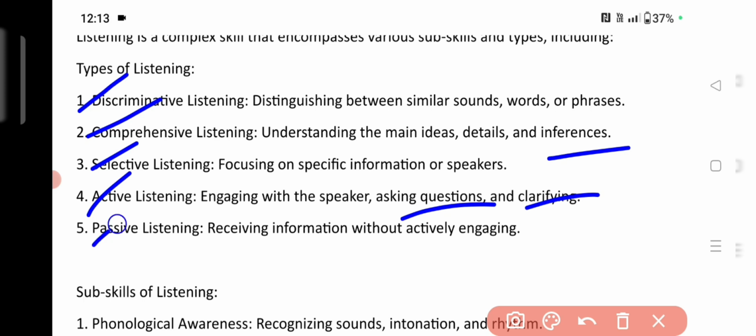The next is passive listening: receiving the information without actively engaging. Active listening is direct listening, passive listening is indirect listening. Actively means learning directly, directly clarifying the doubts. Passive learning means learning indirectly, indirectly clearing the doubts, right?